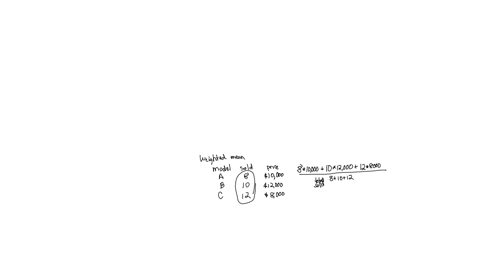So I'm trying to figure this out. Let's see. Okay, so that would be the weighted mean. Now these would be considered the weights: 8 at 10,000, 10 at 12,000, and 12 at 8,000. So this amount is your weights.